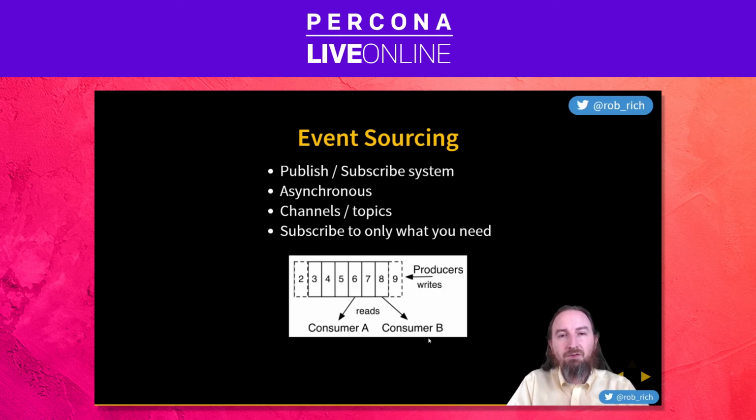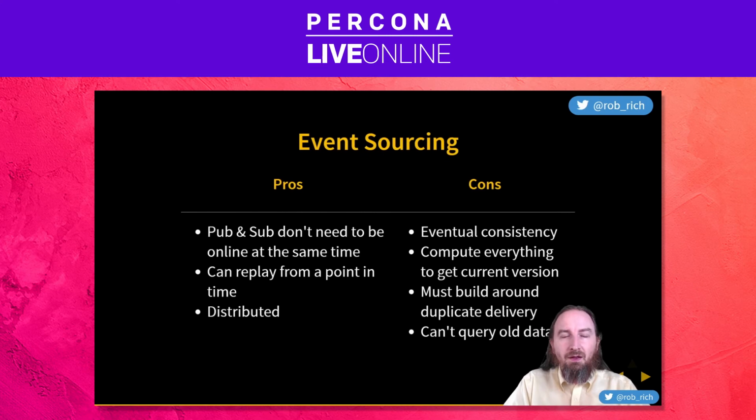We can filter this based on channels or topics to be able to subscribe to only those details that we need. Event sourcing is great for being able to create asynchronous mechanisms between systems. The publish and the subscribe don't both have to be online at the same time. We can also create mechanisms where if our business rules change, we can reprocess this data using the new rules.